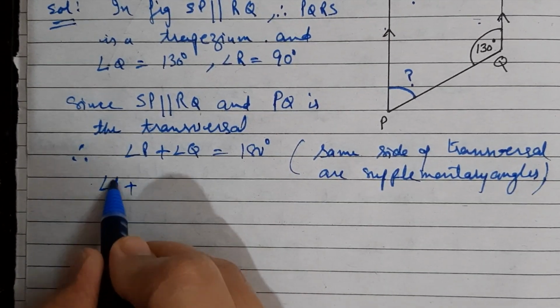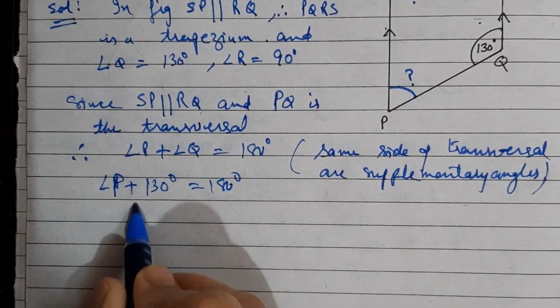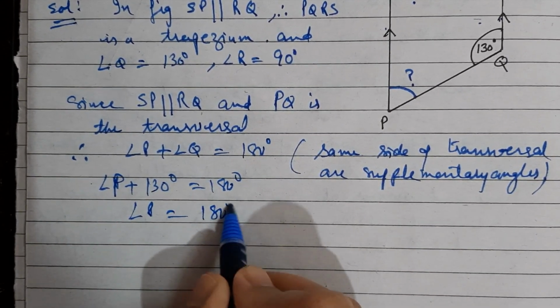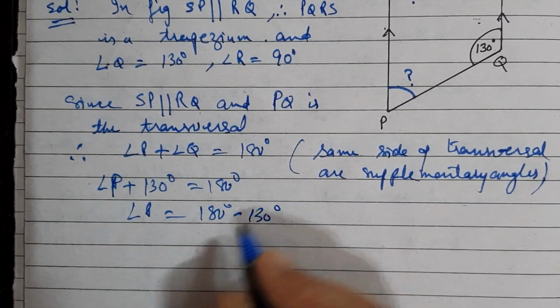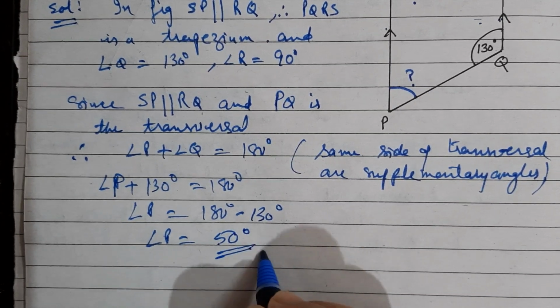Angle P plus 130 degree is equal to 180 degree. Angle P is equal to 180 degree minus 130 degree. Angle P is equal to 50 degrees.